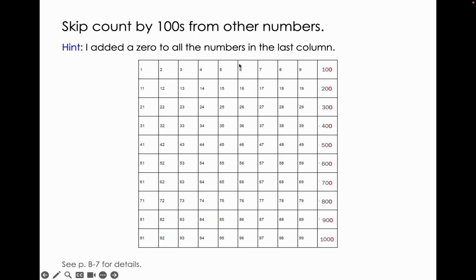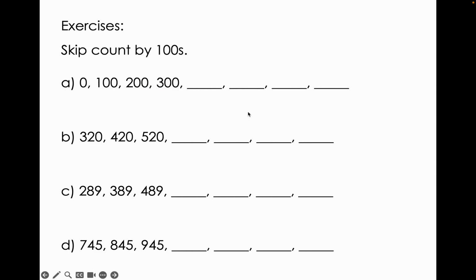but I just added a 0 to this? So let's call that 50. And we're skip counting by hundreds, so it's 50, 150, 250, 350, 450, 550, 650, 750, 850, 950. We're still just adding 100 every time, and adding another 0 there makes that kind of easier to see. So here's some exercises to skip count by 100.